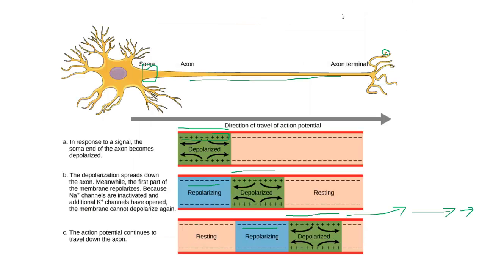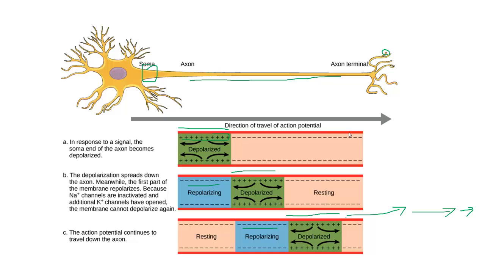Now let me go back here. The way the action potential travels in a myelinated versus an unmyelinated axon is slightly different. You would think the signal travels faster in an unmyelinated axon, but that is not true. The signal actually travels faster in a myelinated axon because the signal jumps from a node of Ranvier to a node of Ranvier. We will talk much more in detail about it in the next part of the lecture.